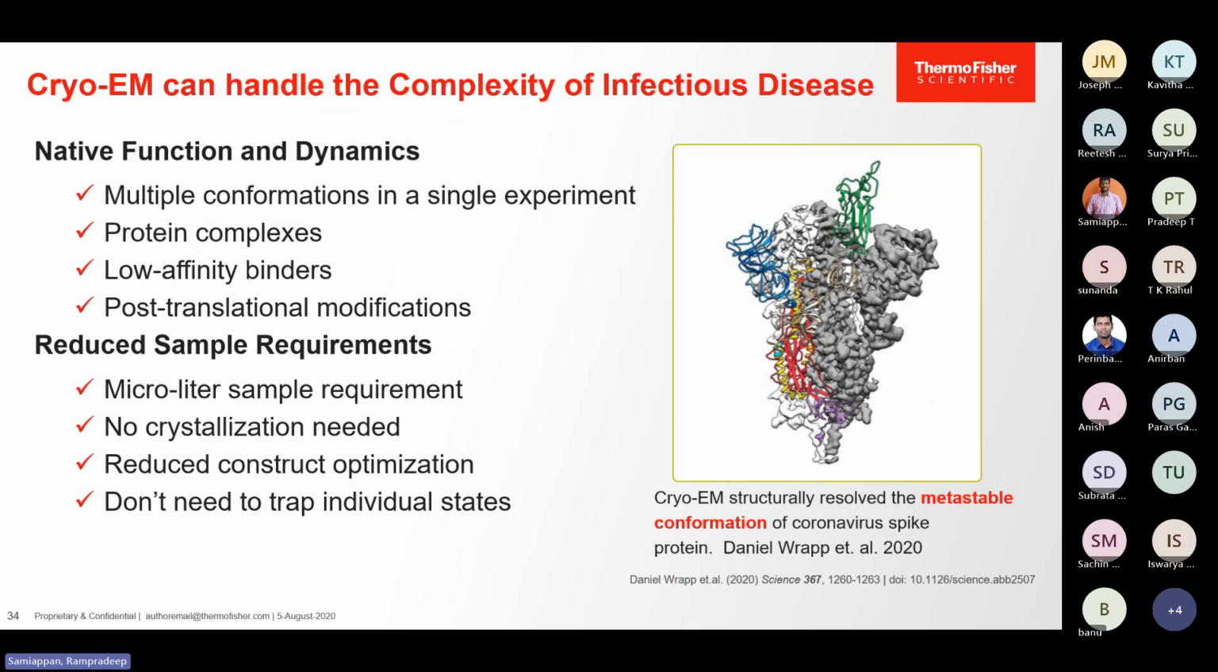And with these two techniques and with the cryo-EM data, here is what you can try to achieve. It can handle the complexity of different infectious diseases: you can visualize multiple conformations, for example, and see the interaction between protein-protein complexes. You can also see how post-translational modification works. And what you need is some microliter sample, as I said, approximately 3 microliter. That's it, and no crystallization process is needed.